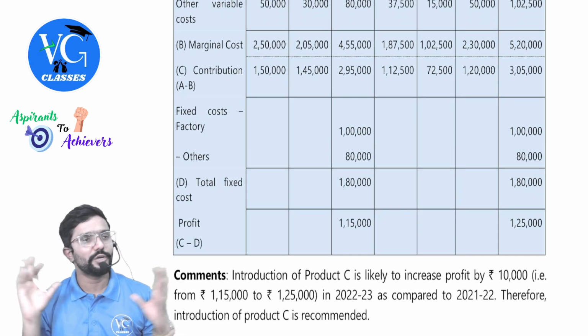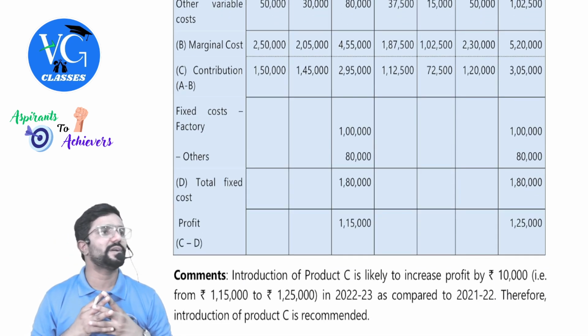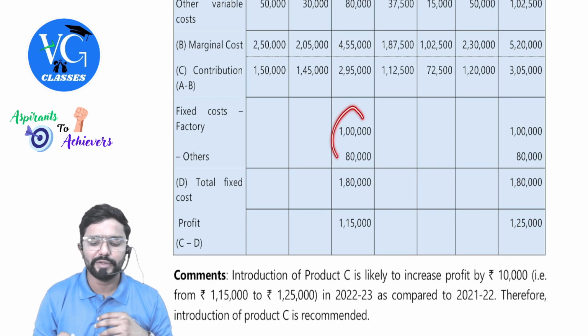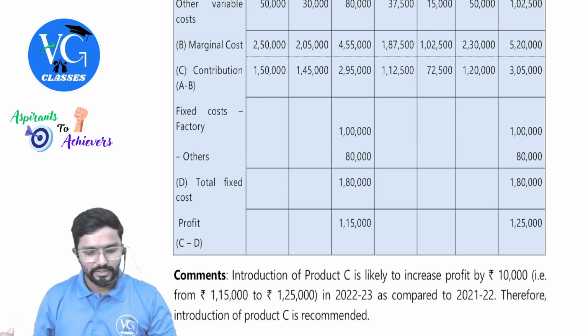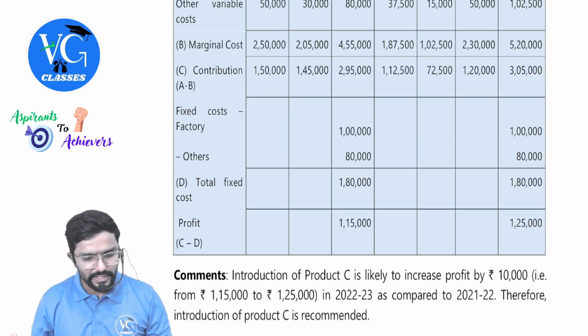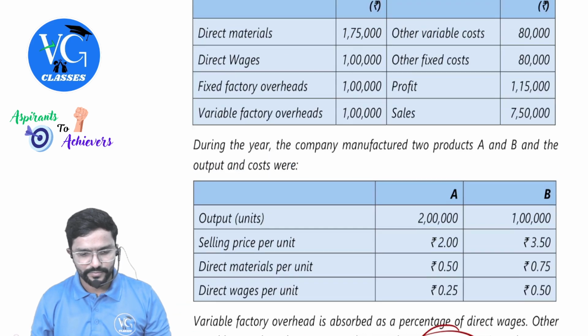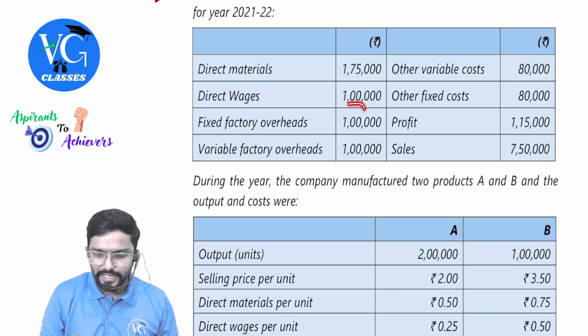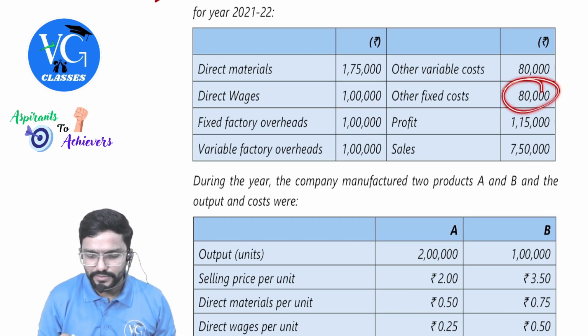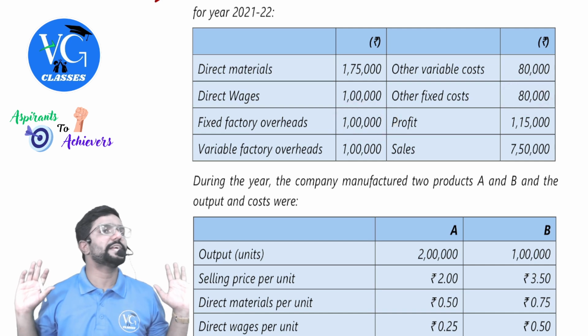Then fixed cost, guys, only total is given. I'm not sure about the breakup between A and B. So what should we do? Take it only in the total column. 1,80,000. Sir, why are you not taking it product wise? Have they given it? No. How will I give a breakup? We also are not sure. Correct? So 1 lakh and this 80,000, we are taking total only.